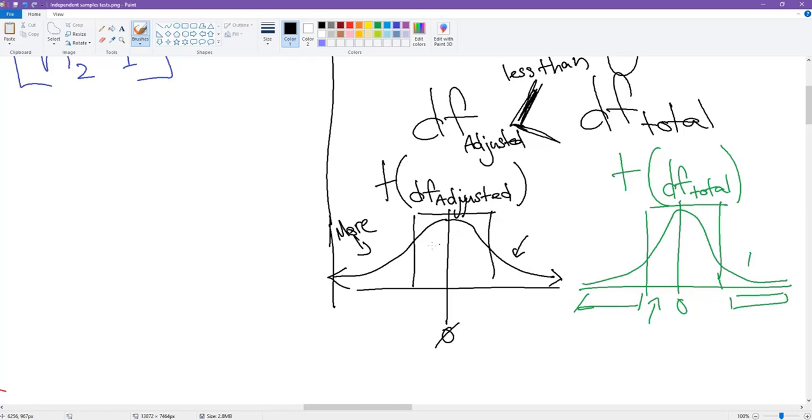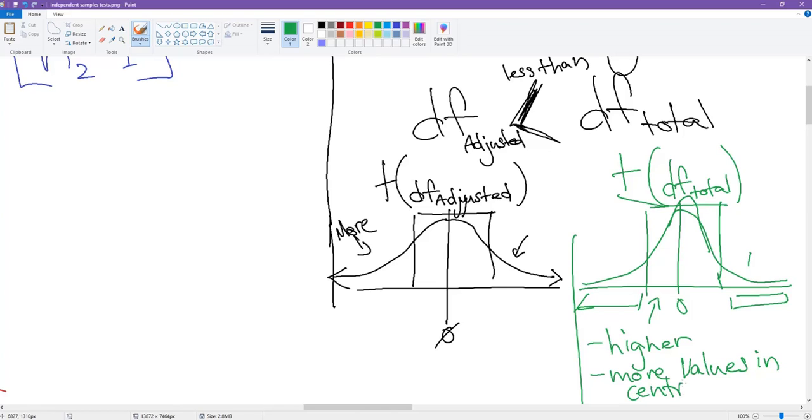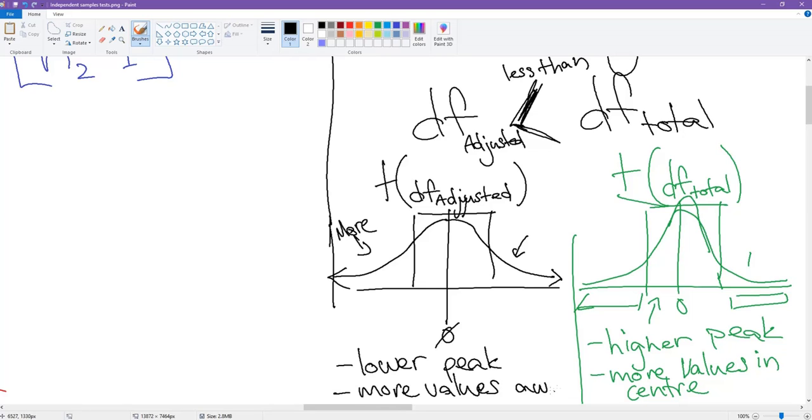So what does essentially flattening the curve do? This one is higher. So I'm going to write some things out. This is higher, more values in center, whereas the one on the left is lower peak. And this also needs the word peak. It's got a lower peak, and there are more values, perhaps, away from center.